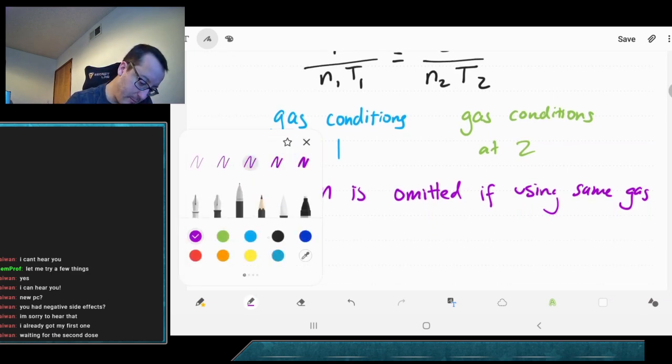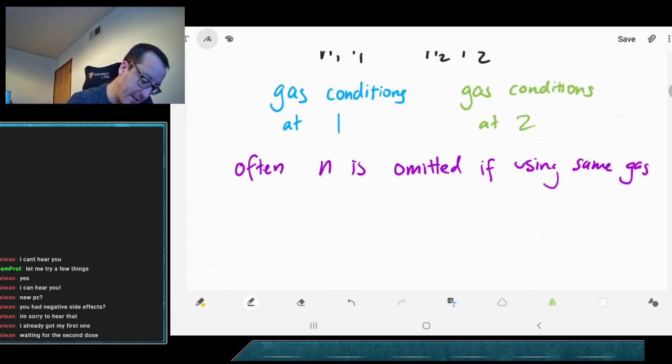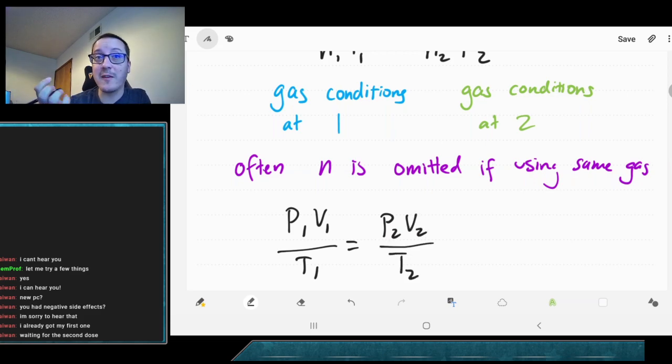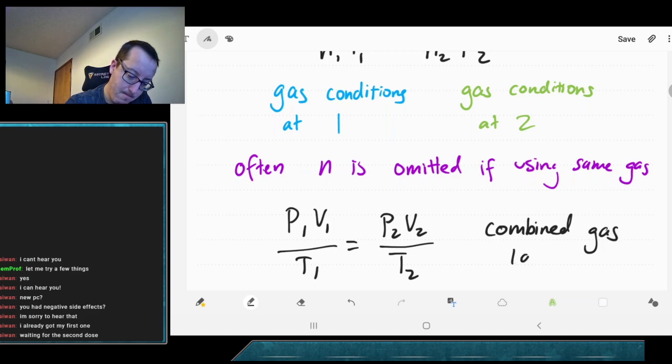And if you do so, if you just get rid of the N's, because if they're the same, then we can just get rid of them, we often see this equation take this form, where we just forget about the N's. Just get rid of them. This is called the combined gas law, by the way. And this is used for when quantities are changing. So we can see how to use it.